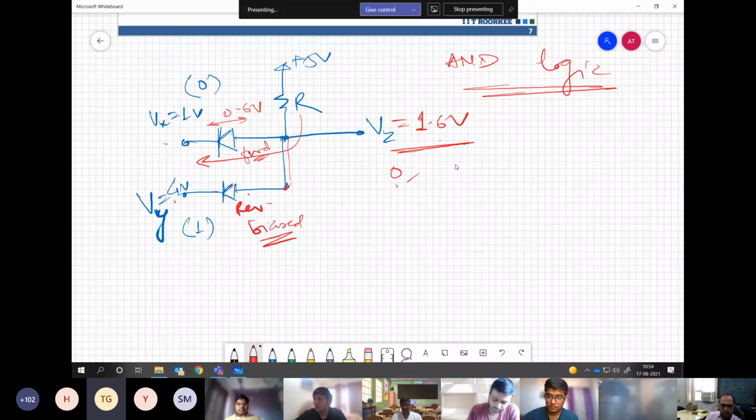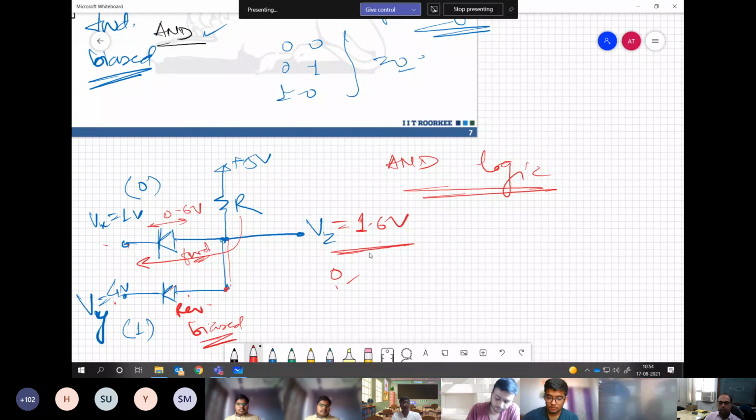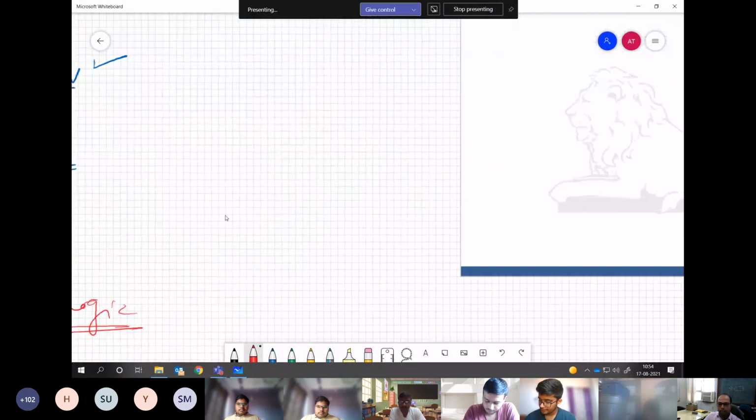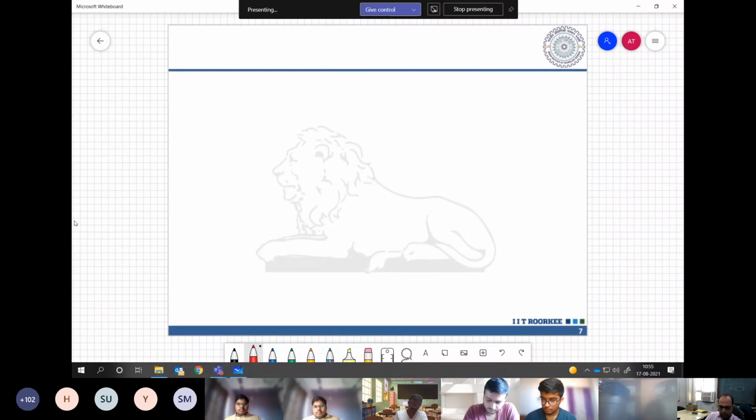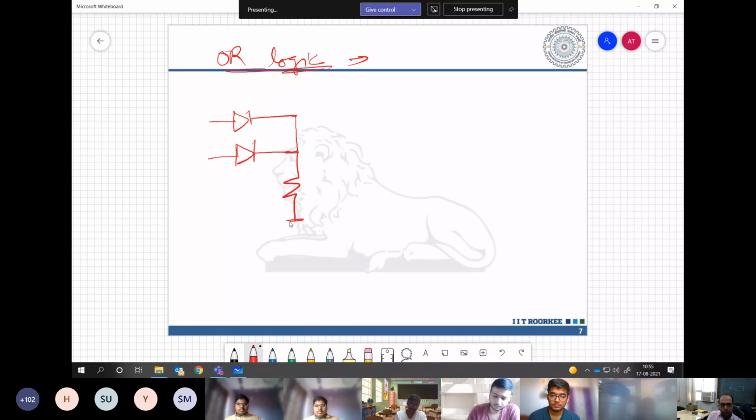Correct. Similarly, we can have OR logic. Maybe here itself I can draw. Now, with diodes, if we have to make OR logic, we can make it like this. With a little thinking you will be able to do that. There is nothing very critical happening over here. Now, this is something which we call our logic OR.